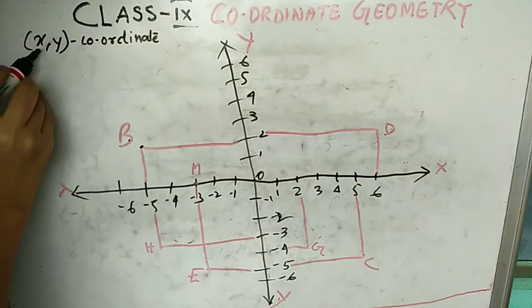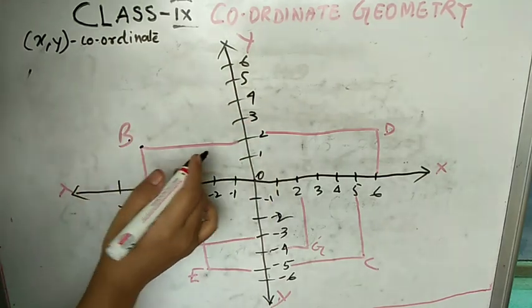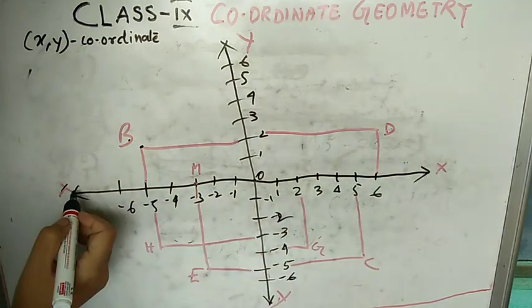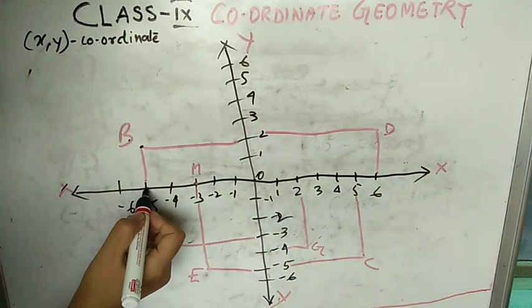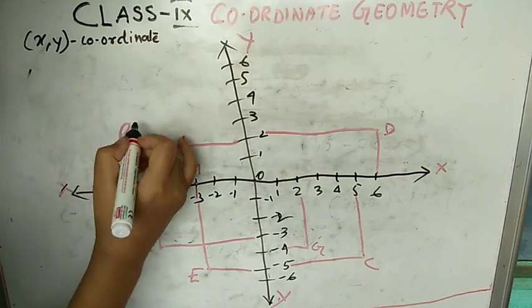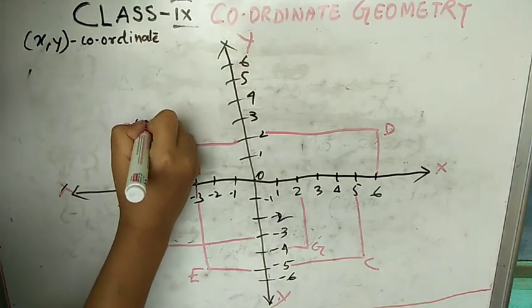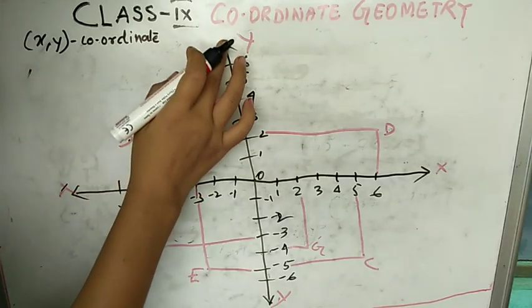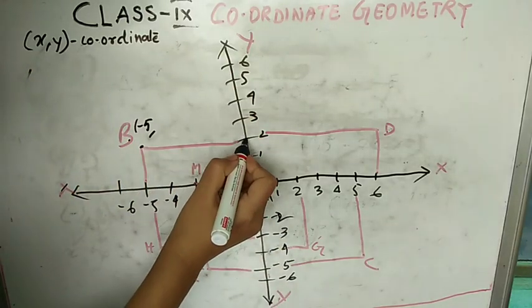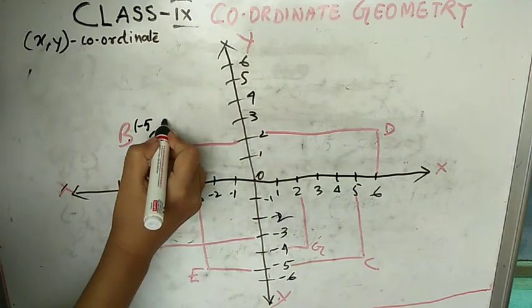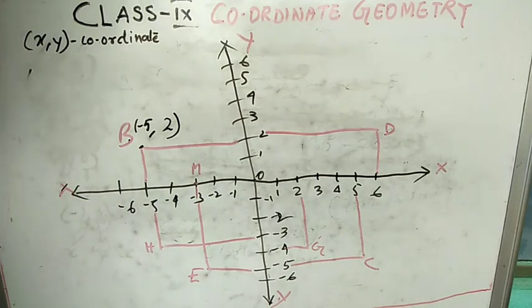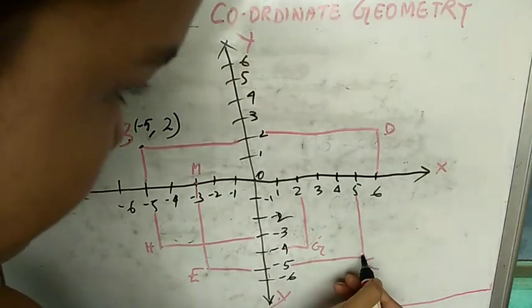So to find the coordinates of point B, first we will find the x coordinate on the x-axis, then we will find the y coordinate on the y-axis. Now the x coordinate points at minus 5, therefore x coordinate is minus 5, and the y coordinate, when you go to the y-axis, is at up 2, so the coordinates of point B are minus 5, 2.